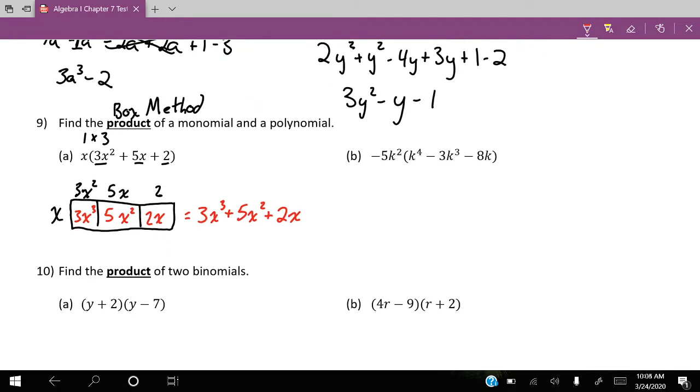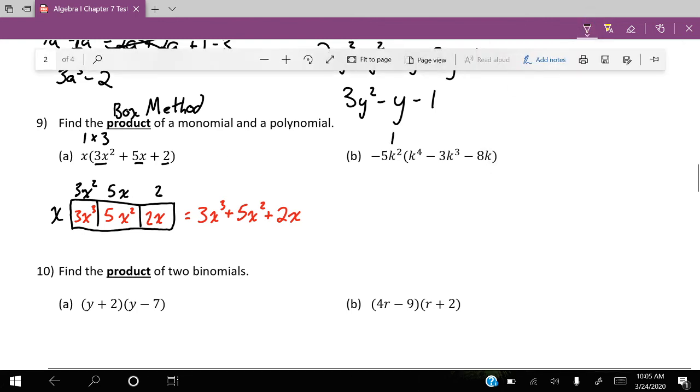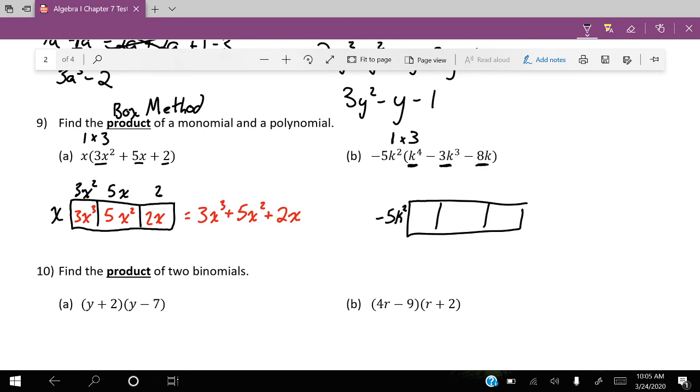So we're just going to do 9b very quickly. We're going to notice that this is, again, a monomial and a polynomial. So monomials, by definition, have one term. This polynomial has k to the 4 minus 3k to the third minus 8k. This is 3 terms, so it's going to be a 1 by 3 box again. My first monomial, negative 5k squared, goes in front, or on the left, sorry, and then my polynomial goes on top.